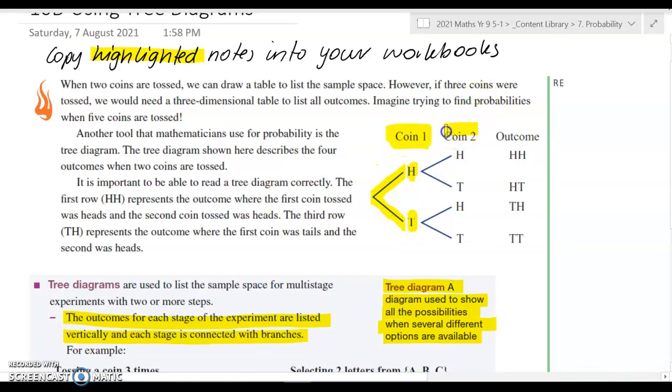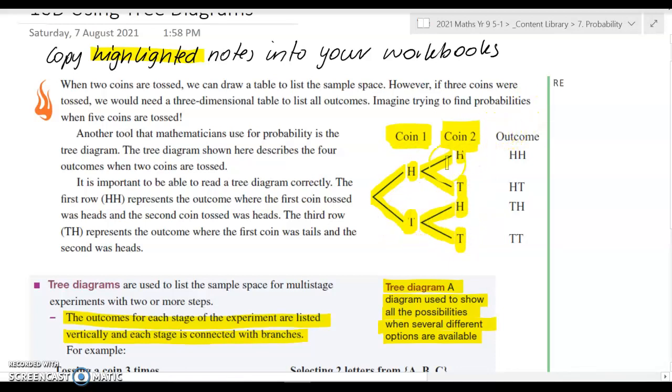On the second coin, I get the same outcomes, but it branches out because it takes into account what happened on the first toss of the coin. If I get a head on the first throw, the possibilities on the second throw are the same. I can either get a head or a tail. If, however, I threw a tail the first time round, the outcomes are the same, a head or a tail. So we get this distinctive shape. This is called a tree diagram.